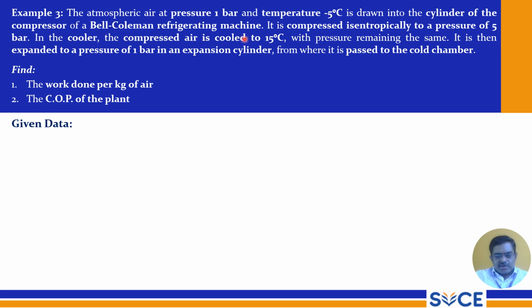In the cooler, the compressed air is cooled to 15 degrees Celsius with the pressure remaining the same. It is then expanded to a pressure of 1 bar in an expansion cylinder, from where it is passed to the cold chamber, and we need to find the work done per kg of air and the COP of the plant.